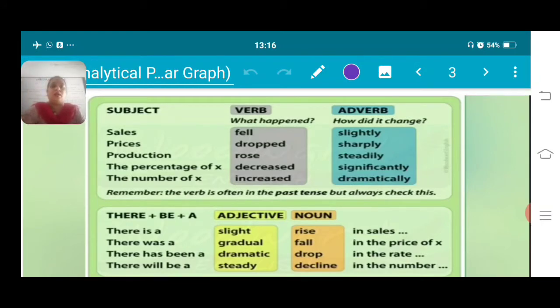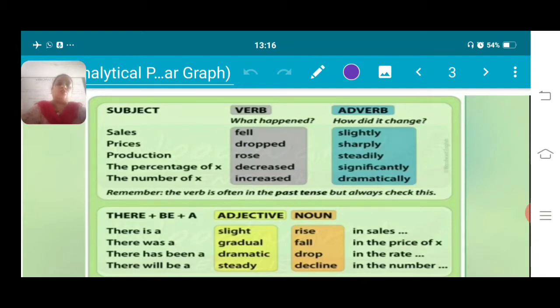And in the next part of the slide we can see the subjects, right? Here in the bar graph the subject may be the sales, the prices, the production, the percentage of something, and the number of something. And the verbs which you have to give here are what happened, like fell, dropped, rose, decreased, or increased. And the adverb also you have to use with that, how did it change, right?